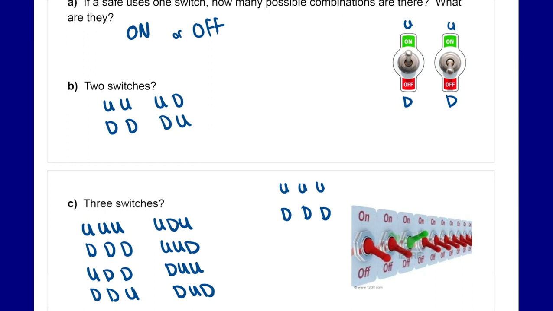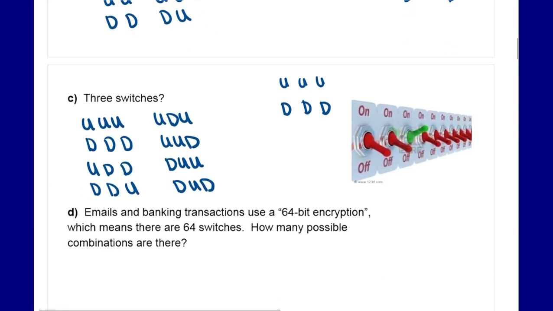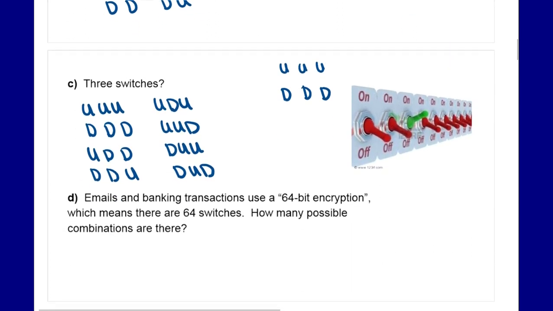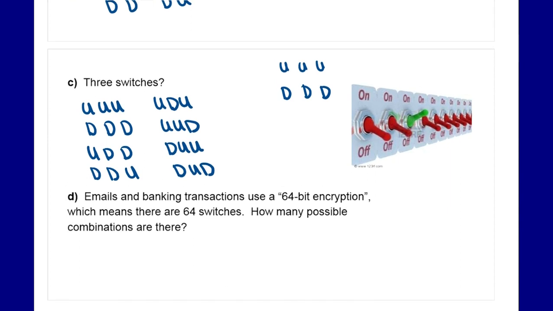So that was a simple one, with 1, 2, or 3 switches. Now, a 64-bit encryption, something that you might hear of in emails or banking transactions, is essentially like 64 switches. How many possible combinations are there if we have 64 switches, with this up, down, up, down, and so on?